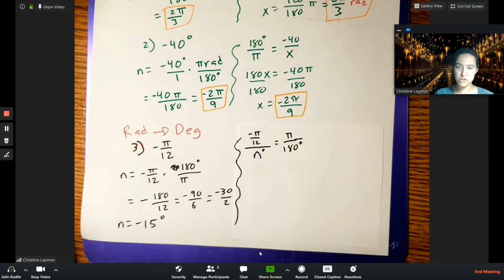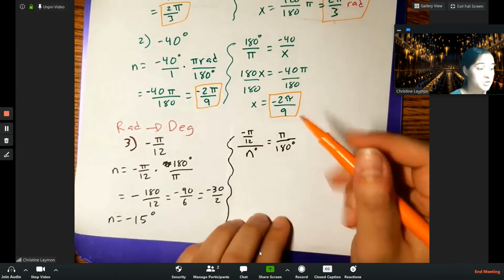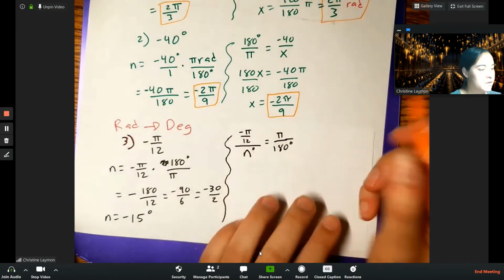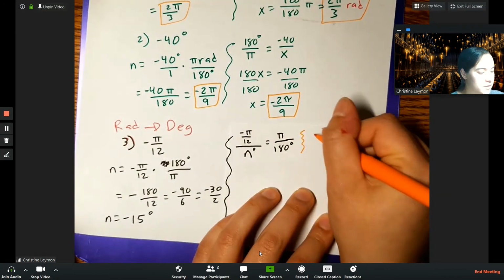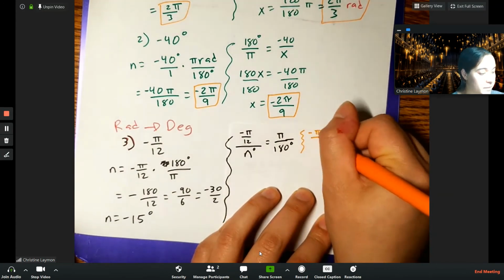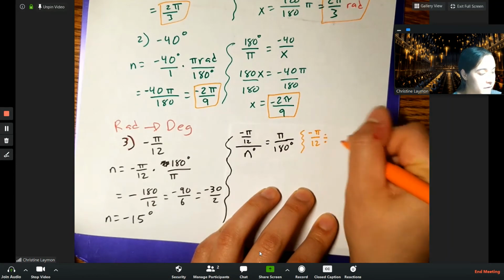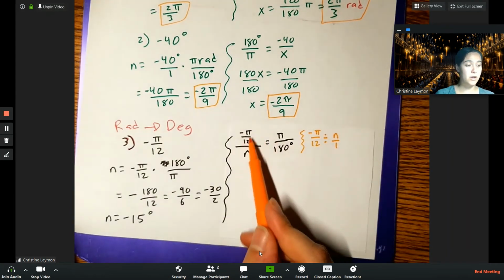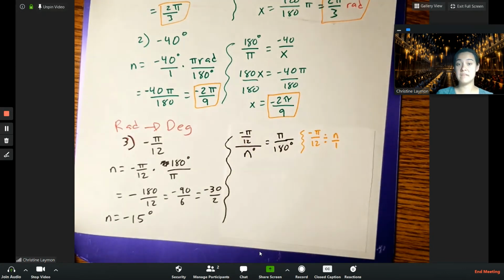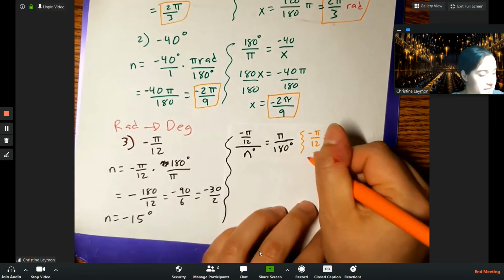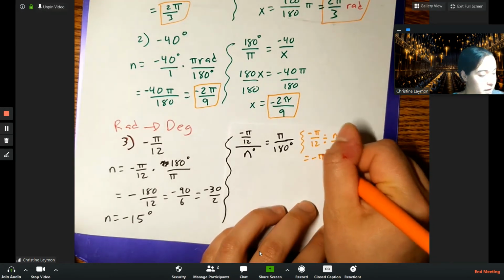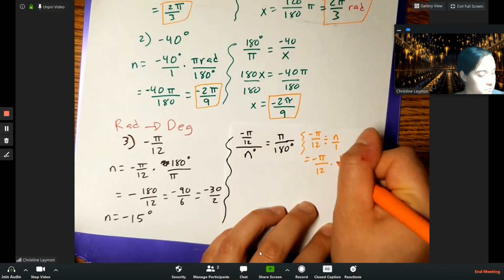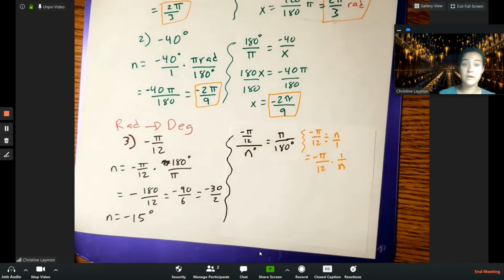So I'm going to show you what I want to do with that off to the side here. I'm going to show it over here, and I'm just going to talk about this part right here. So I'm going to separate that. Think about this as saying negative pi over 12 divided by n over 1. Okay? So negative pi over 12 divided by n, or n over 1. Now, dividing by a fraction is the same thing as multiplying by the reciprocal. So times 1 over n.